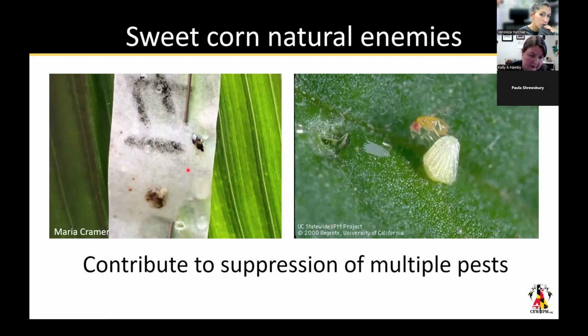This is a study that we did in the past where we had, these are European corn borer eggs, and you can see this minute pirate bug has come in and fed on some of those eggs. And this is a trichogramma wasp that lays its eggs in corn earworm eggs and also European corn borer eggs. So we do want to consider protecting those natural enemies who can be helping us control pests as well.